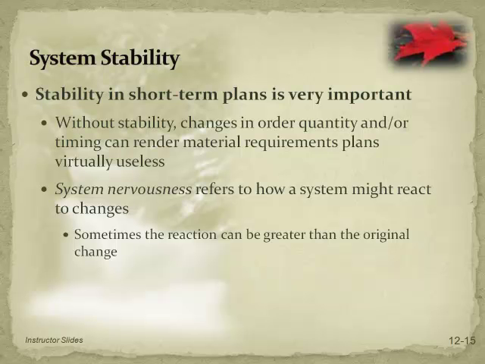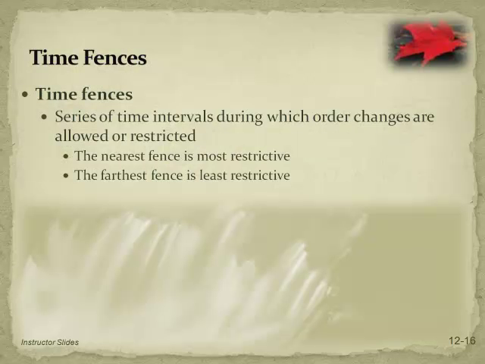Now, further out in the future, when things are not quite so dynamic, any changes that need to be done, yes, let's go ahead and make those changes. So in the near term, we want to have a time fence. Time fences are essentially rules to say that anything that's going to be done in the next month is frozen. We're not going to make any changes. So the nearest time fence is the most restrictive. We don't want to make any changes in the next month.